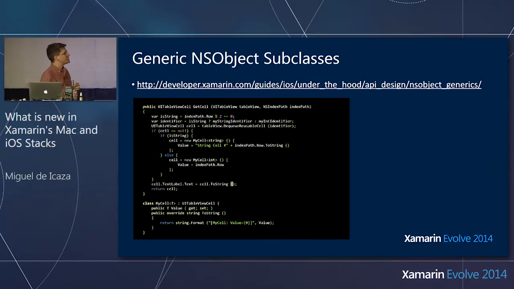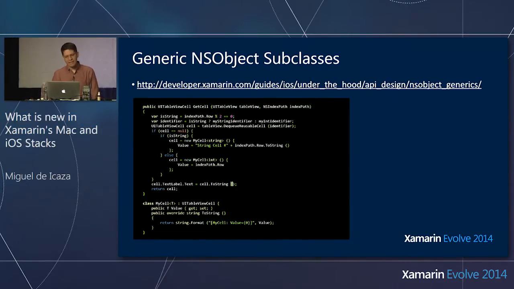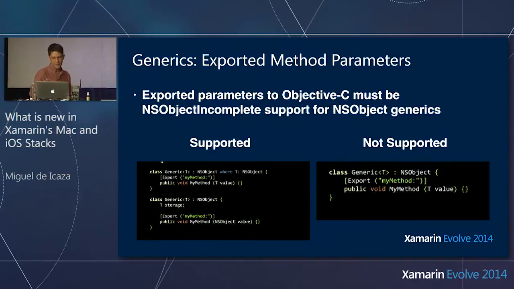So for generic subclasses, this is roughly what it looks like. And I realize that now it's very small and it's very dark. So I apologize for that. But the essence is that now you can subclass generics. So let me tell you what are the things that you cannot do. So let's move on to that.